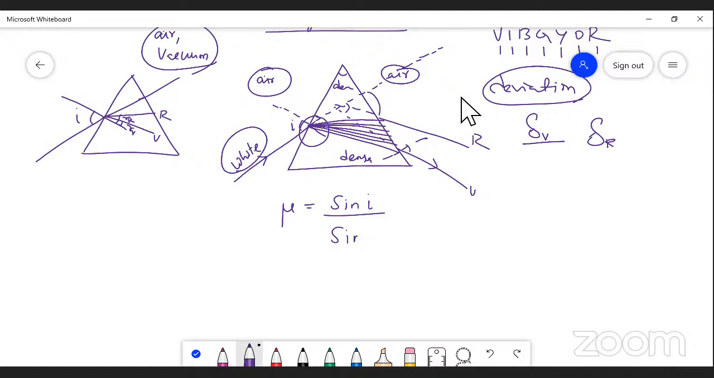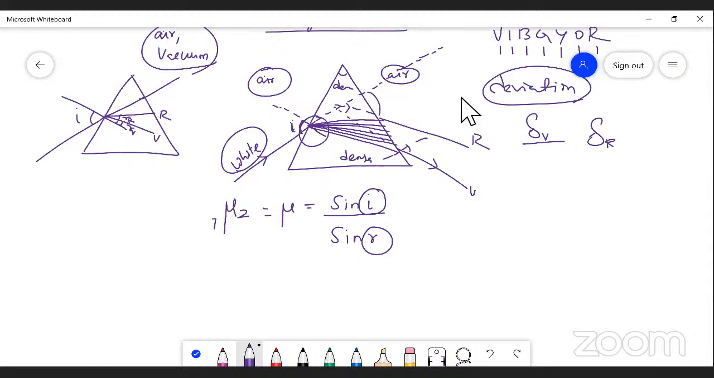What is i? The angle of incidence. What is r? The angle of refraction. So according to Snell's law, the second medium with respect to the first medium, mu is equal to sin i divided by sin r. The angle of incidence is the same for all colors, but the angle of refraction should vary.